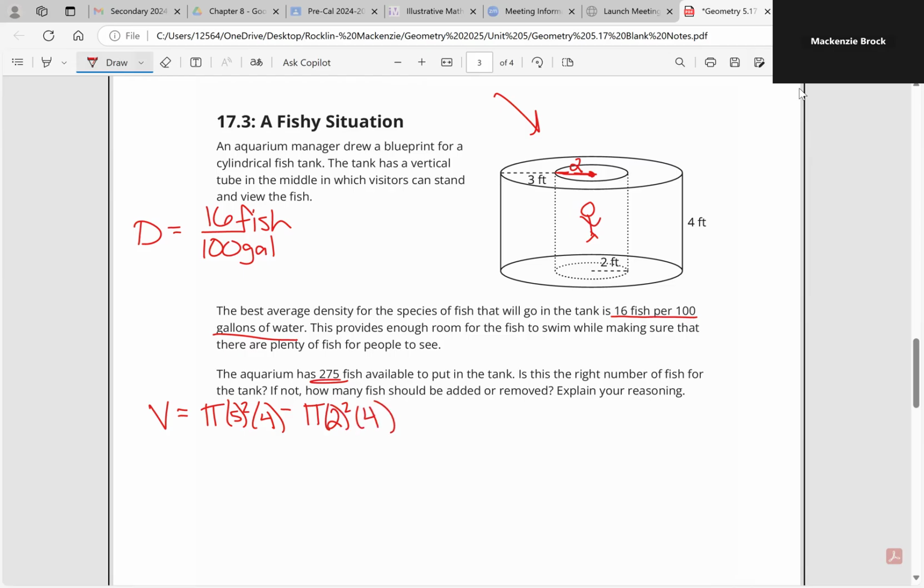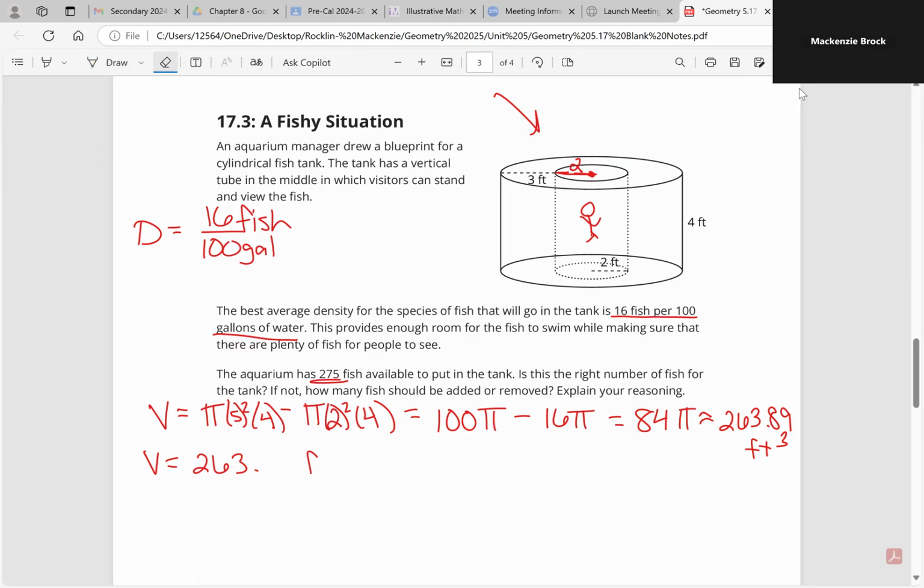Let's calculate. 5 squared is 25. 25 times 4 is 100. So this becomes 100 pi minus 2 squared, which is 4, times 4 is 16, minus 16 pi. That's going to be 84 pi, or 263.89 cubic feet. Now notice, our volume is in cubic feet. That is not helpful because we need it in gallons.